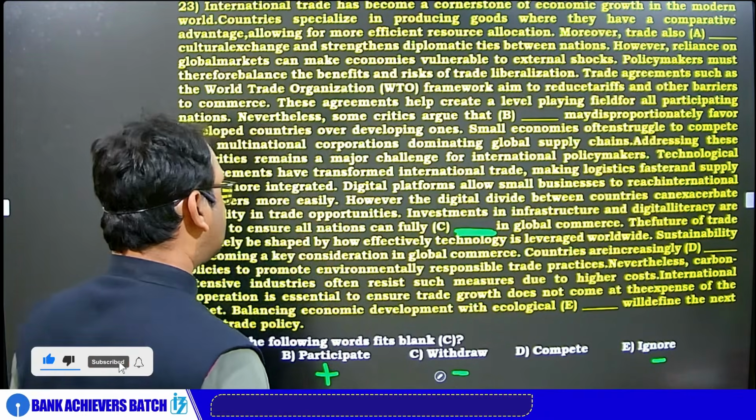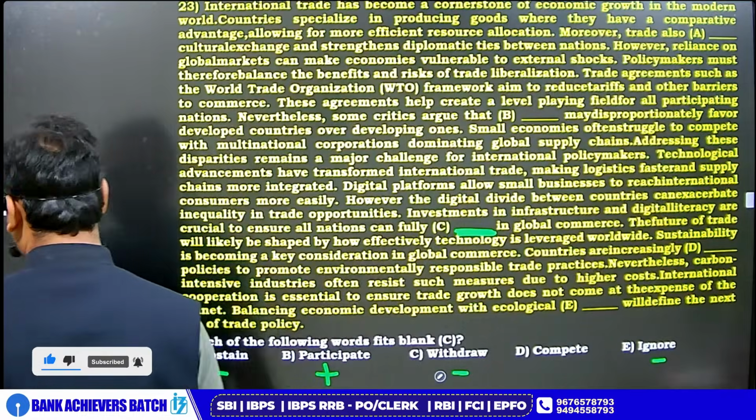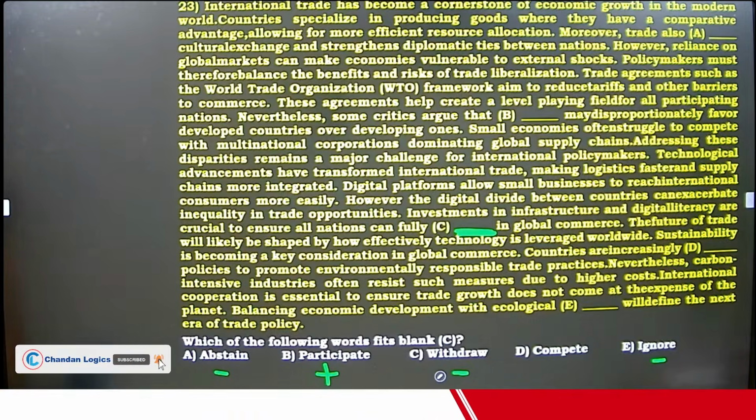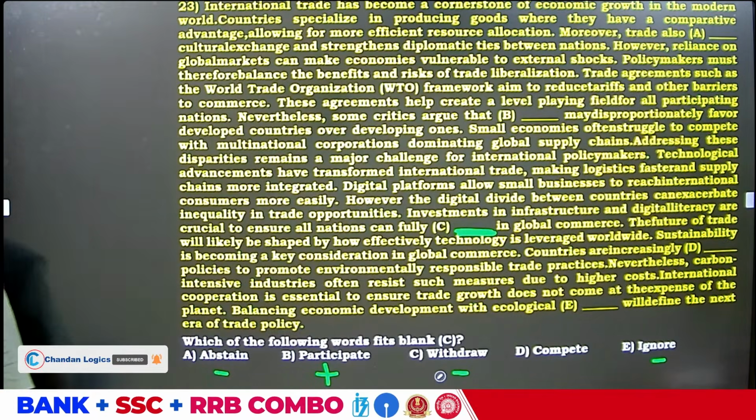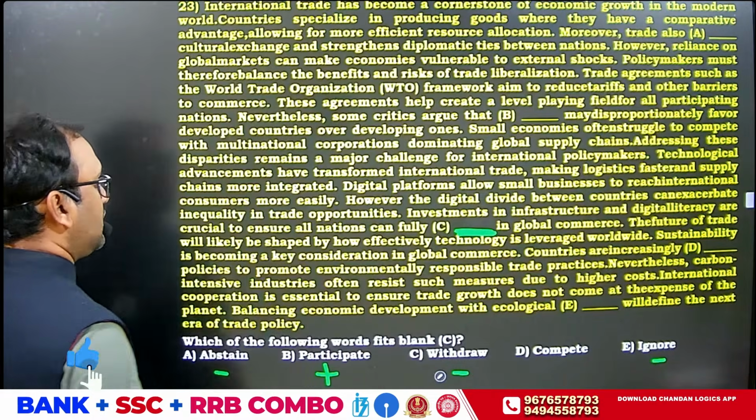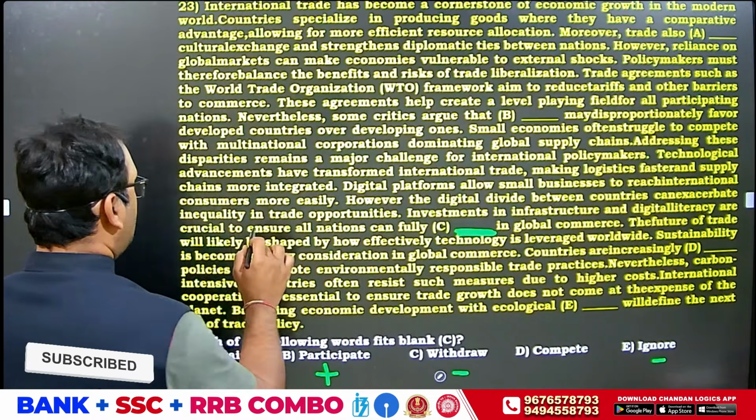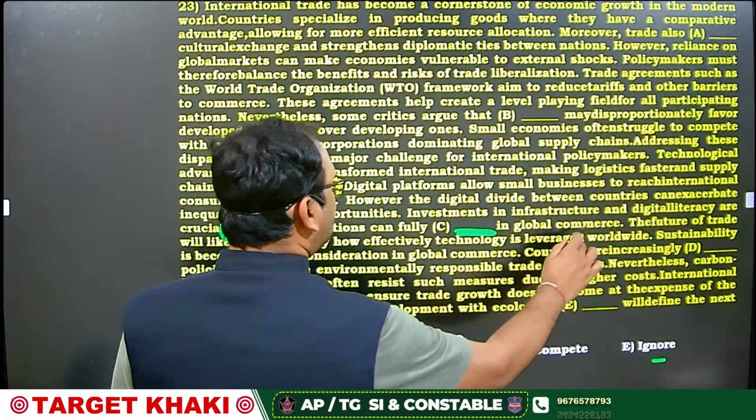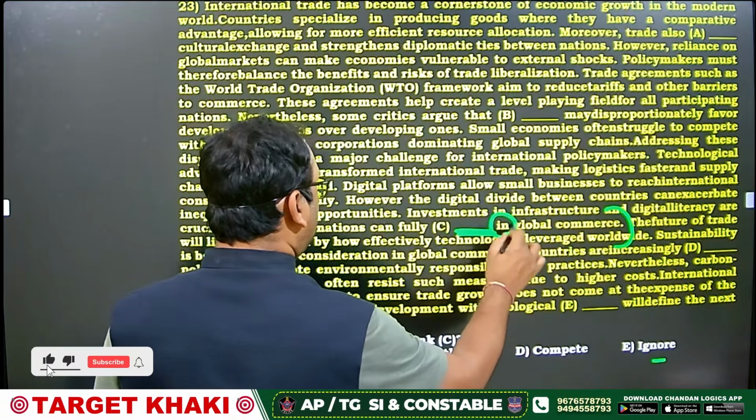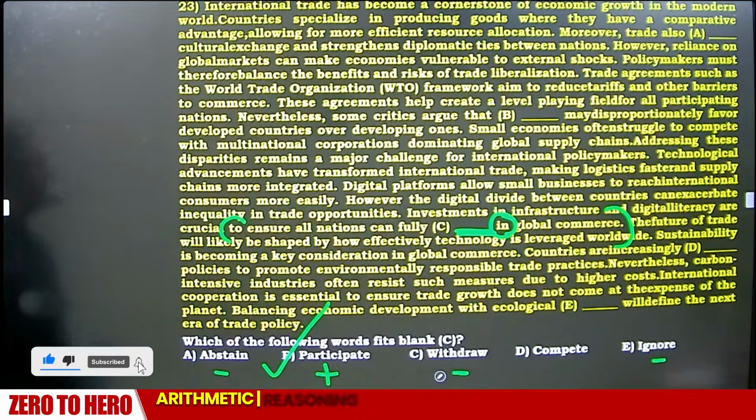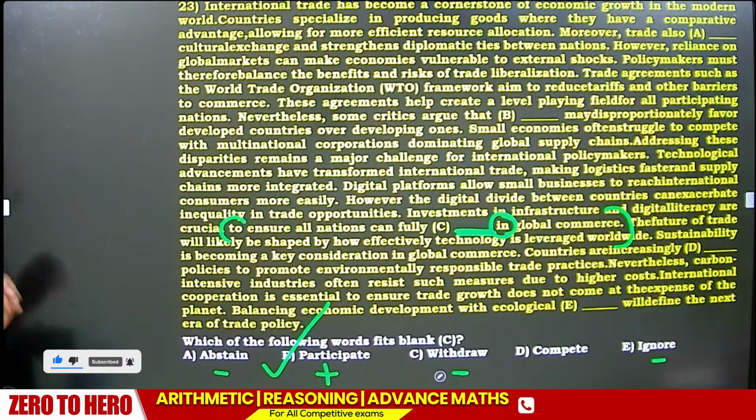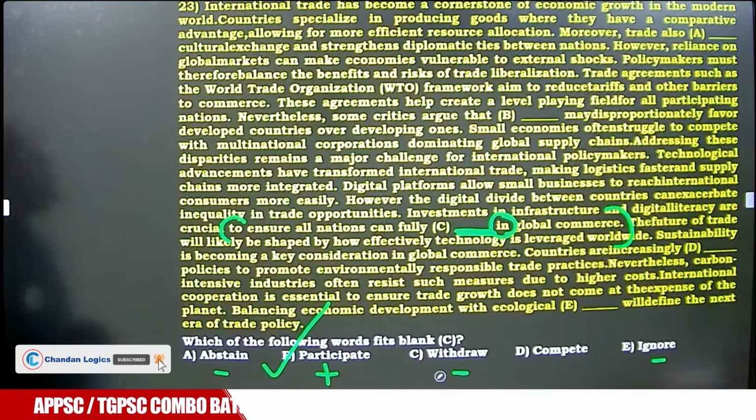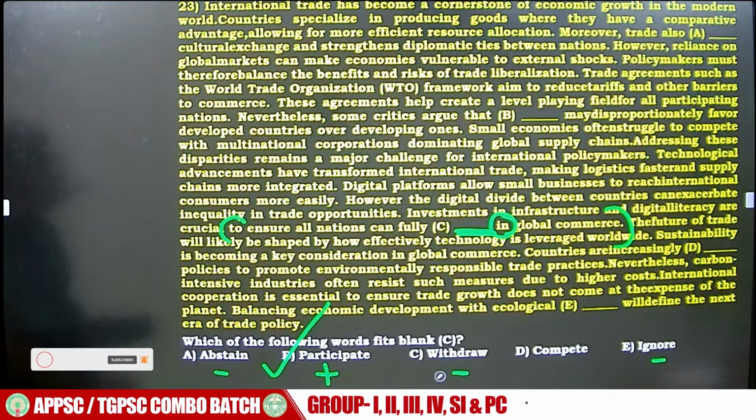But I want you to try the answer. What do you think is the answer going to be? Don't read the complete sentence. To ensure all nations can fully dash in global commerce. Participate in. Naturally we say participate in. We must participate in global commerce.